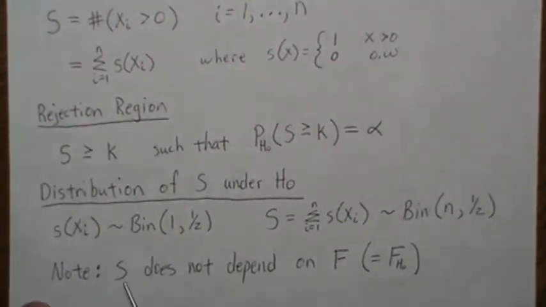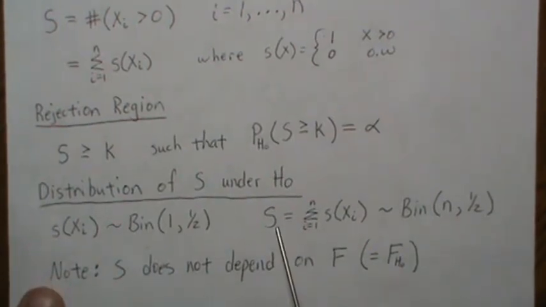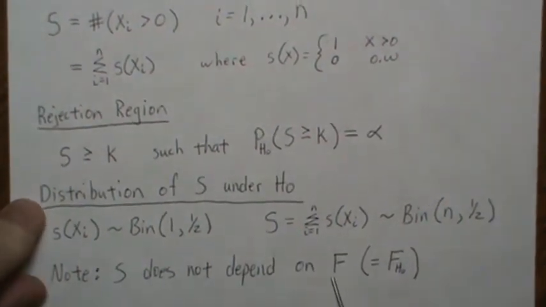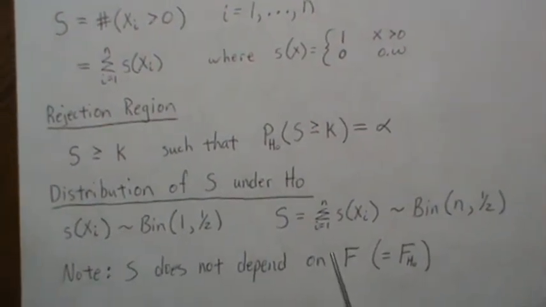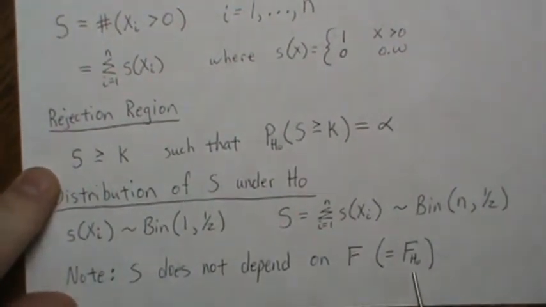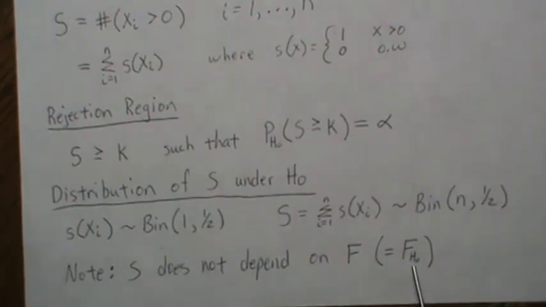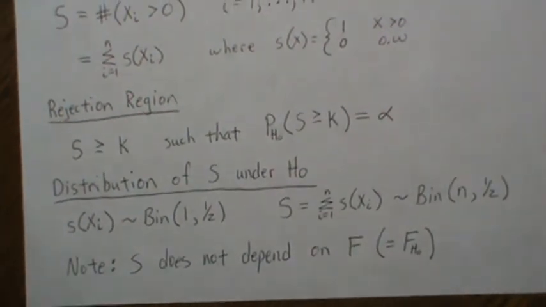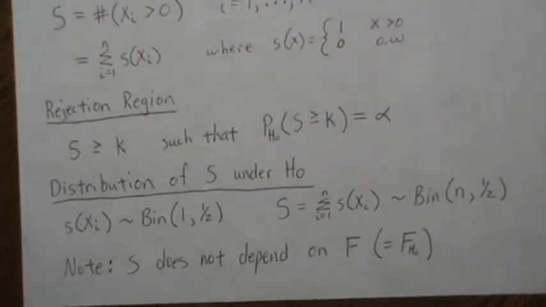Now here's an important note. Note that S does not depend upon our original F. To emphasize this, I probably should say F with a subscript H naught, which means it's the distribution under the null hypothesis, that our test statistic doesn't depend upon it. So that's why they call it non-parametric.